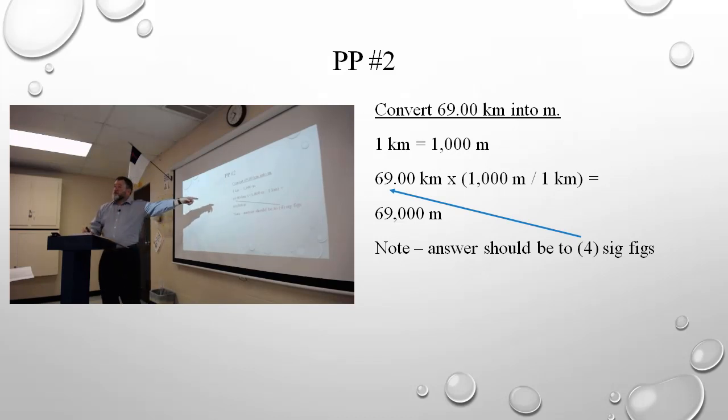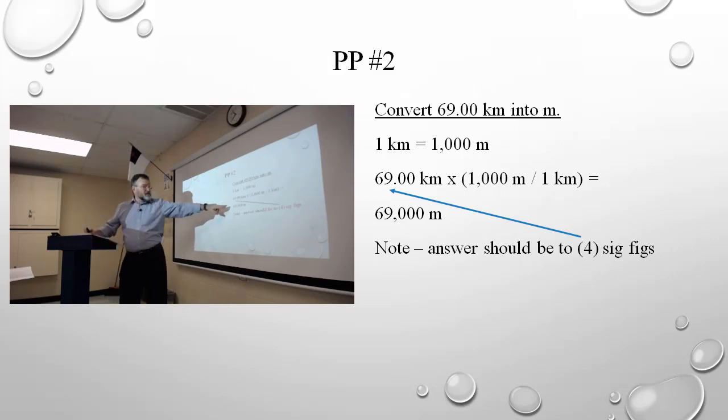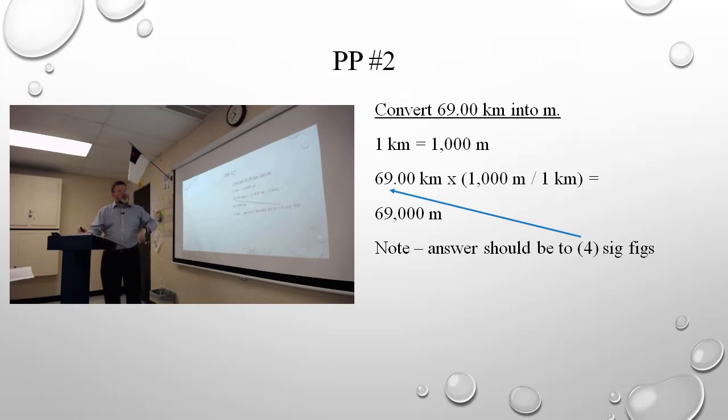69.00. Which of those are significant? The 6 is significant, the 9 is significant, trailing zeros right at the decimal place are significant. I have 4 significant figures. My answer has to be to 4 significant figures. How do I write 69,000 to 4 significant figures? How many significant figures are in this number right now? 2, right. There are 2 significant figures. How do I get 4 out of it?